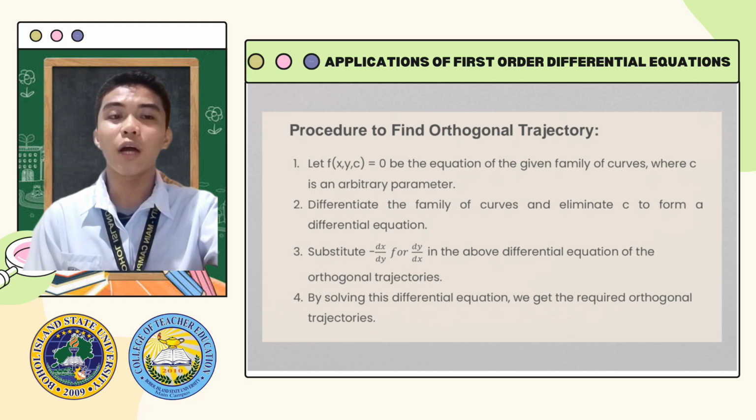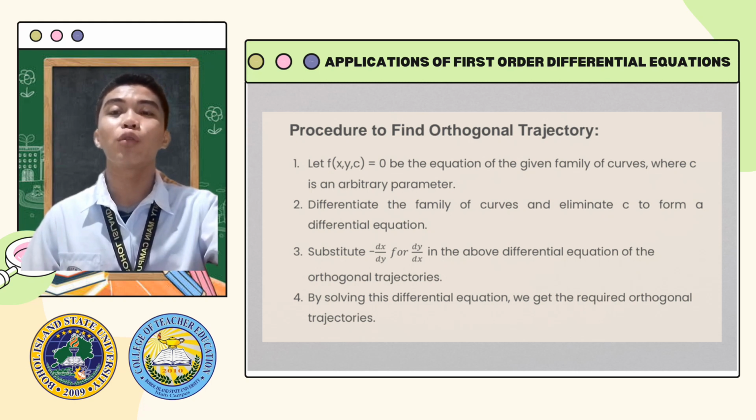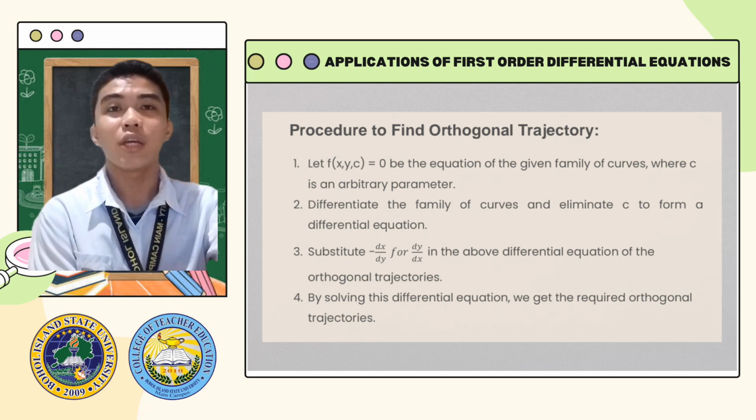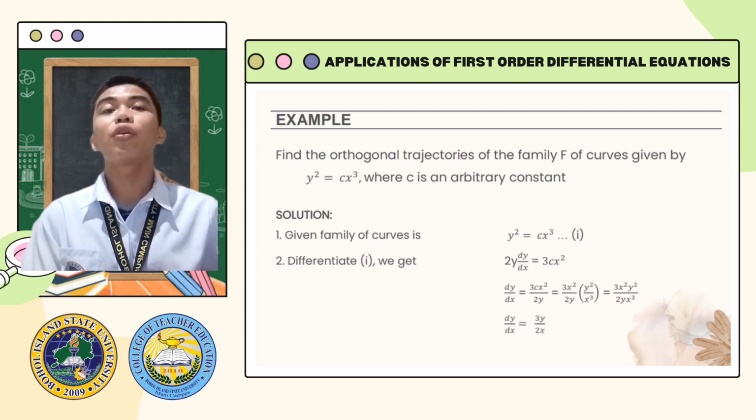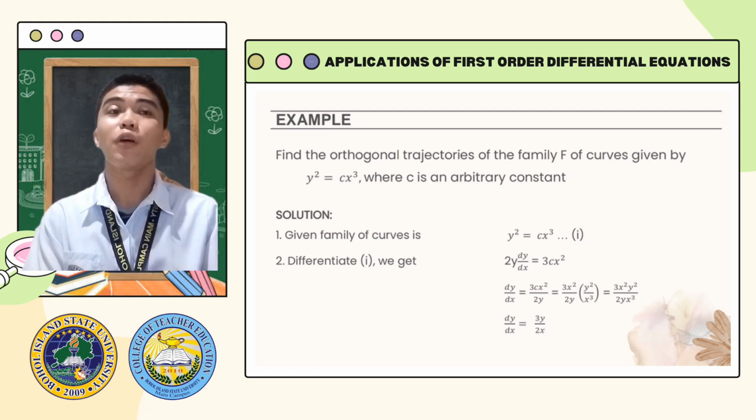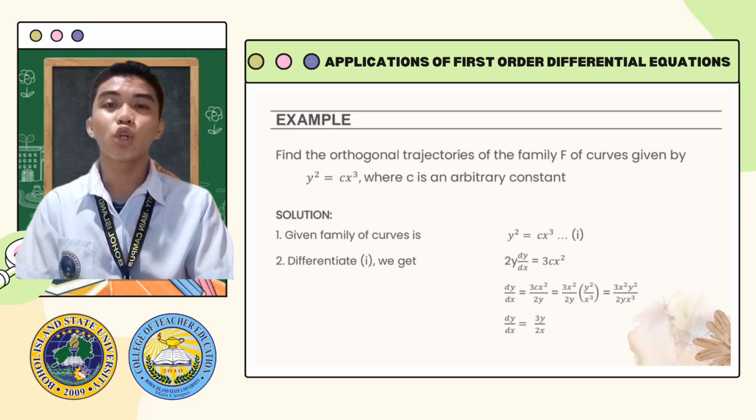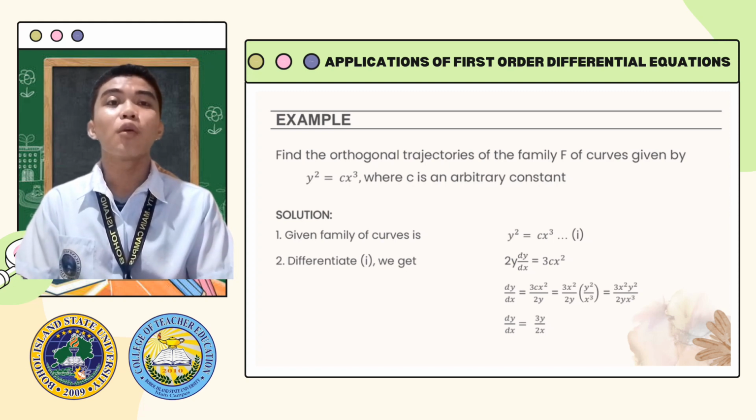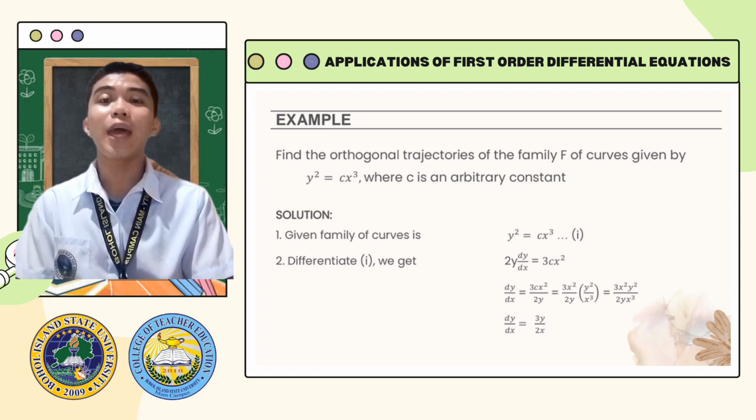For us to gain a deeper understanding of orthogonal trajectories, I will show you one example of how to find the orthogonal trajectory. Find the orthogonal trajectories of the family of curves given by y squared equals c x cubed, where c is an arbitrary constant. So we have here the solution. The first step is to identify the given family of curves, which is y squared equals c x cubed.